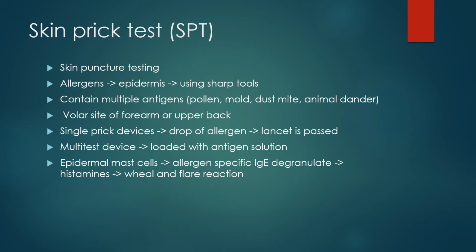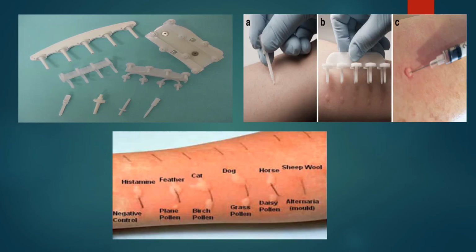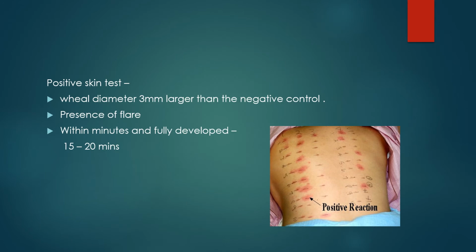Simultaneously, we also have to perform a control test along with this, so that we can see whether there is a similar reaction in the control. This is the picture to show how a single prick or a multi prick is done, and this shows the wheal and flare reaction to different allergens. This is a positive skin test, where you can see that the wheal diameter is more than 3 millimeters larger than the negative control next to it, and develops within 15 to 20 minutes.